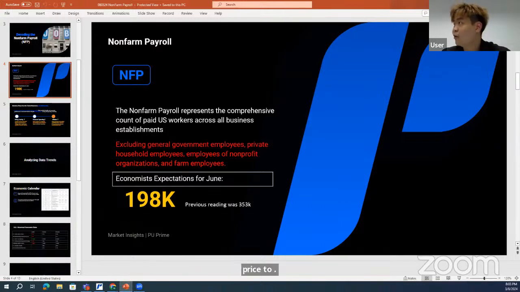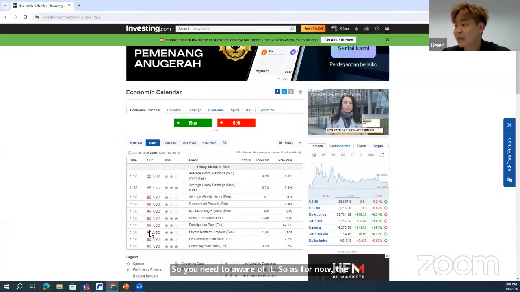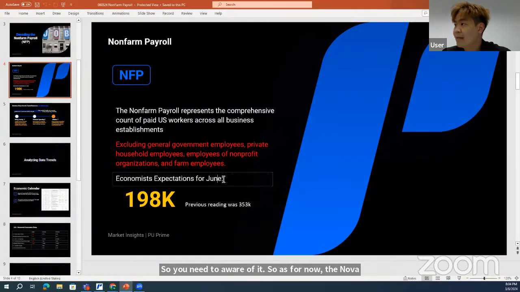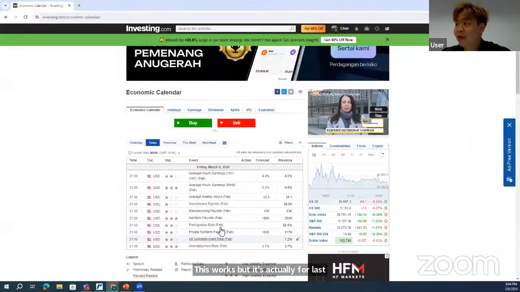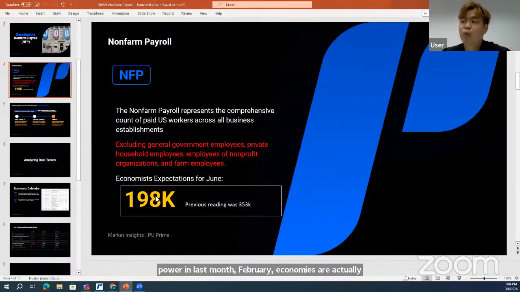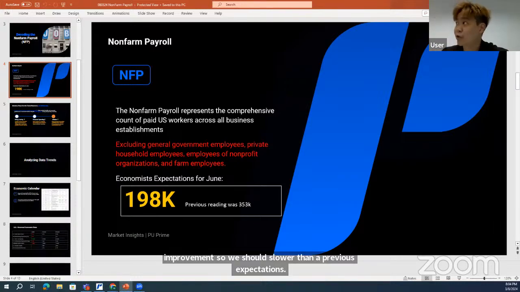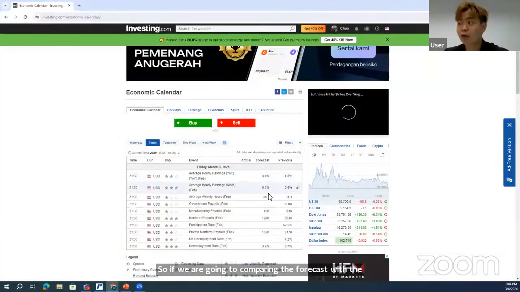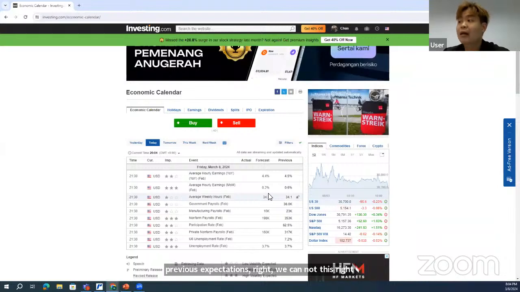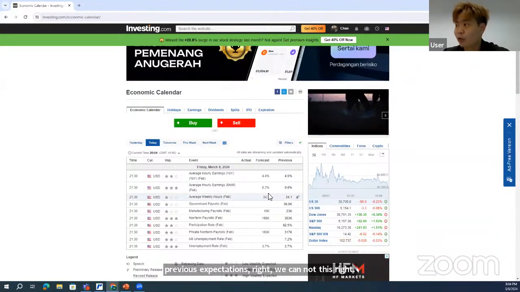As for now, the non-farm payroll for last month, February, economists are expecting the NFP to provide a 198K increment, which is lower than the previous expectations. If we compare the forecast with the previous expectations, we can notice that economists are expecting there will be chances for the US economy outlook to become pessimistic.